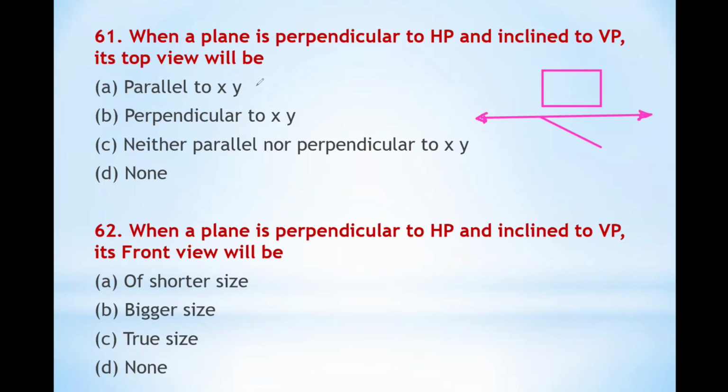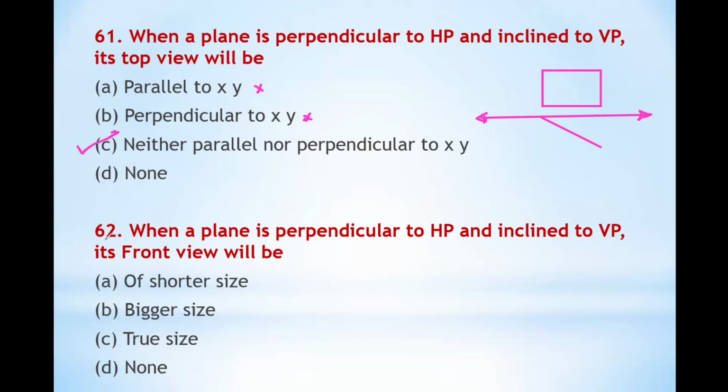So parallel to XY, it's not correct. It's not parallel. So perpendicular to XY, it's also not correct. Okay, then option C, neither parallel nor perpendicular to XY. Okay, yes, I think people see. So our C option will be correct because here this option is not there, means inclined to XY. Okay, means here our C option will become correct. Okay, means it's not parallel or perpendicular to XY. This one is the correct.